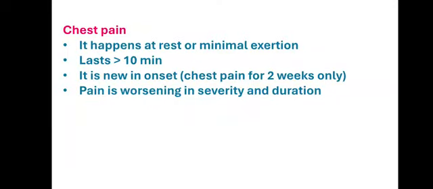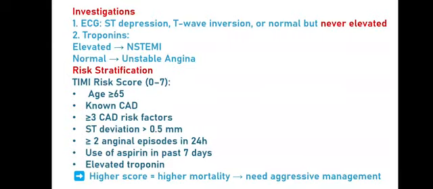The characteristics of the chest pain in non-ST elevation acute coronary syndrome: it happens at rest or minimal exertion, lasts for more than 10 minutes, it is new in onset, that is chest pain occurring for the last 2 weeks only, and the pain is worsening in severity and duration.